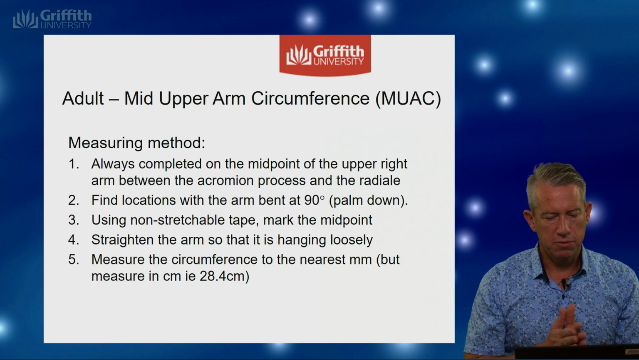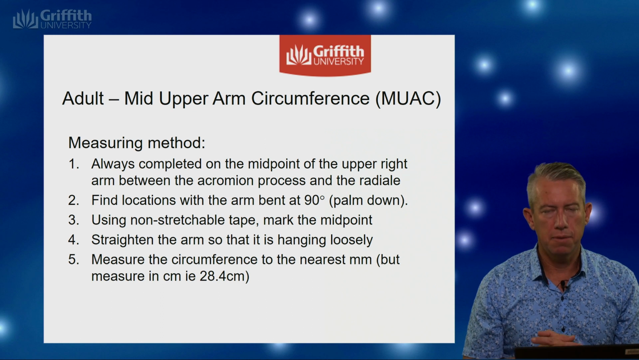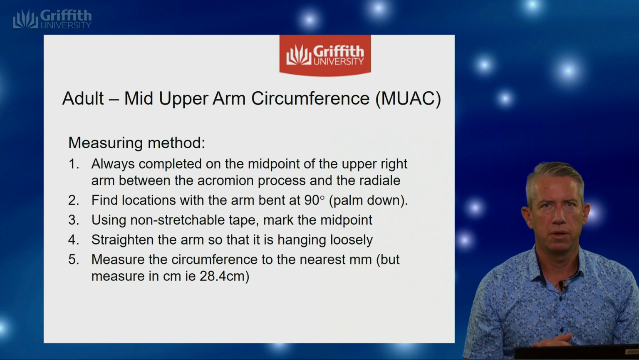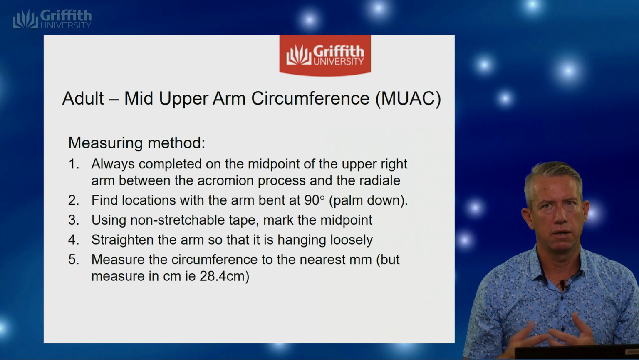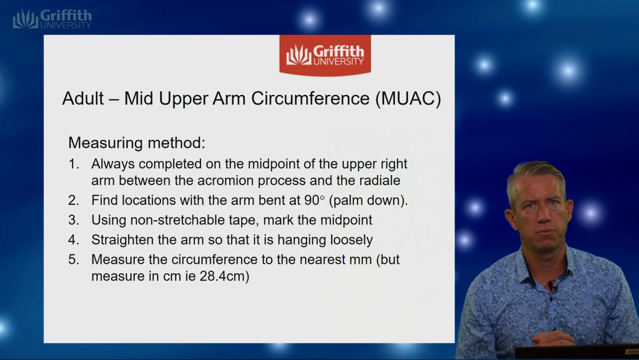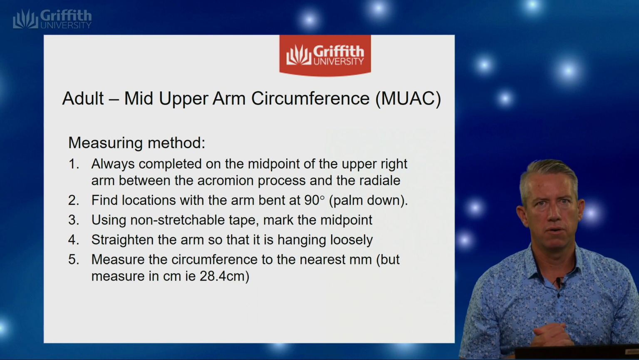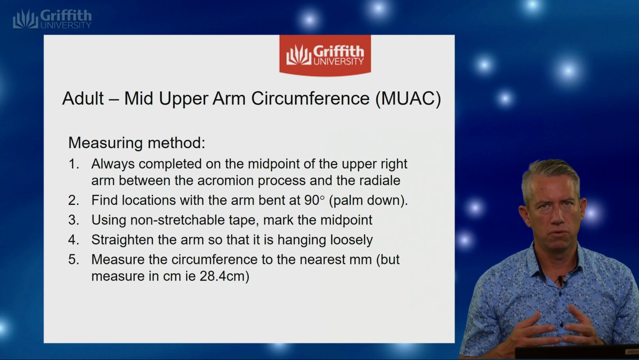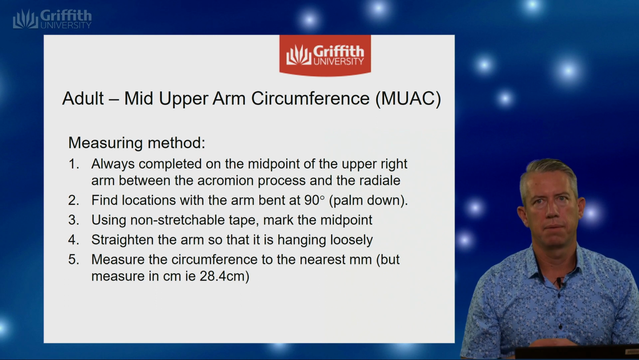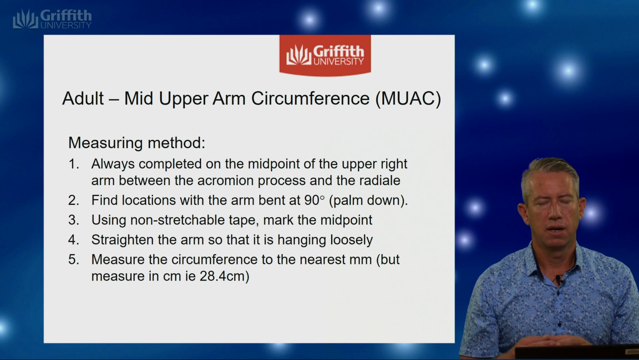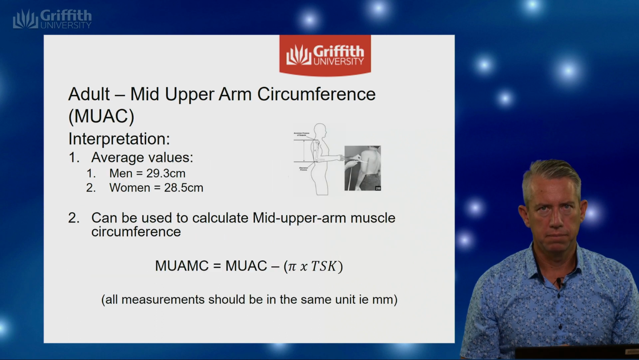One of the last measures: mid-upper arm circumference. It's the midpoint of the upper arm between the acromion process and the radialis. I'll show you how to do this in the tutorial. Find the location when the arm is bent at 90 degrees. And again, you use non-stretchy tape around the arm, no compression of the skin, measured to the nearest millimetre.